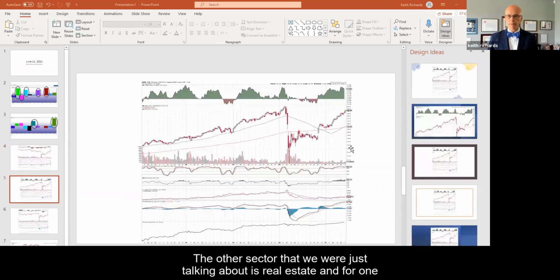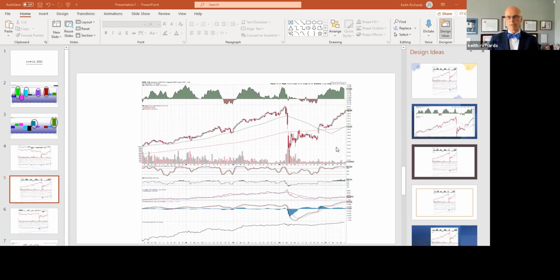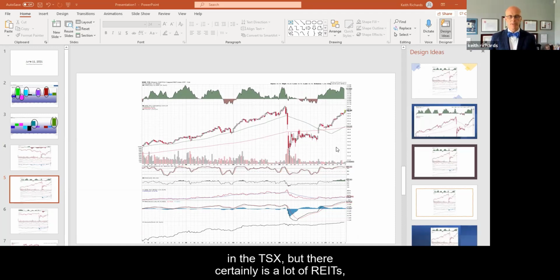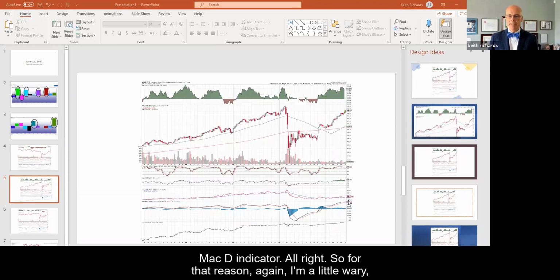The other sector that we were just talking about is real estate. And one major sector for Canadian investors, because there's not a lot of real estate stocks like builders and whatnot listed in the TSX, but there certainly is a lot of REITs. And that's been the primary way Canadian investors buy real estate. So you can see, again, coming into a level of resistance, very, very overbought RSI here, sorry, and overbought stochastics here, my mistake, and a very growingly overbought MACD indicator, all right?